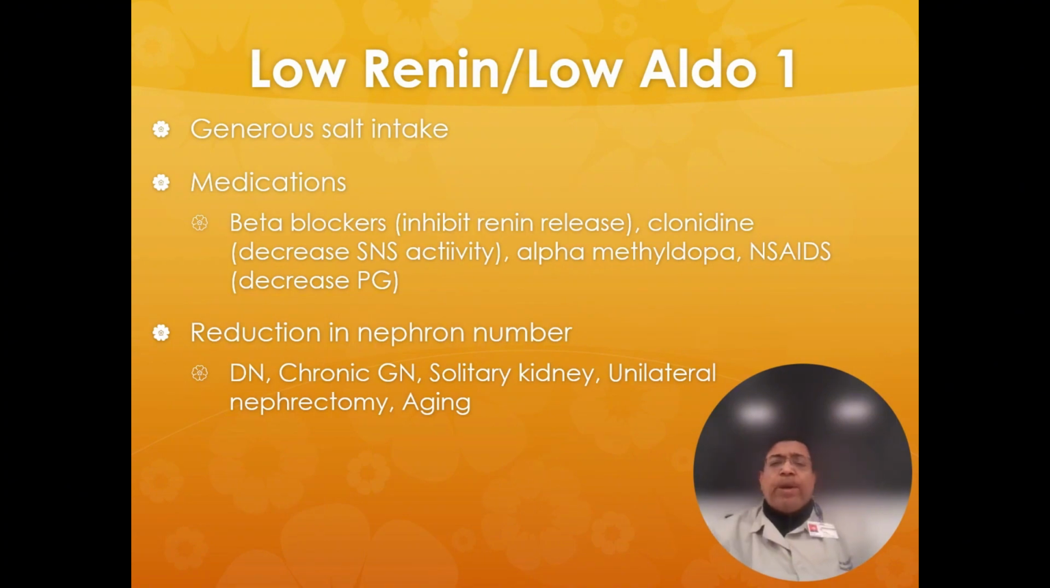When you see low renin and low aldo, you should generally think about generous salt intake, medications such as beta blockers, clonidine, alpha methyldopa, and NSAIDs, and any condition in which there is a reduction in nephron number. And this can be seen in diabetic nephropathy, chronic glomerulonephritis, solitary kidney, unilateral nephrectomy, aging, and reduced nephron number has actually been reported to be common in African Americans or Africans worldwide.